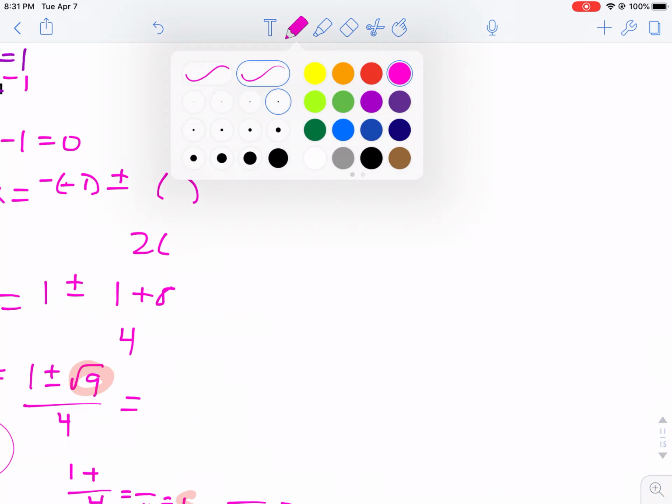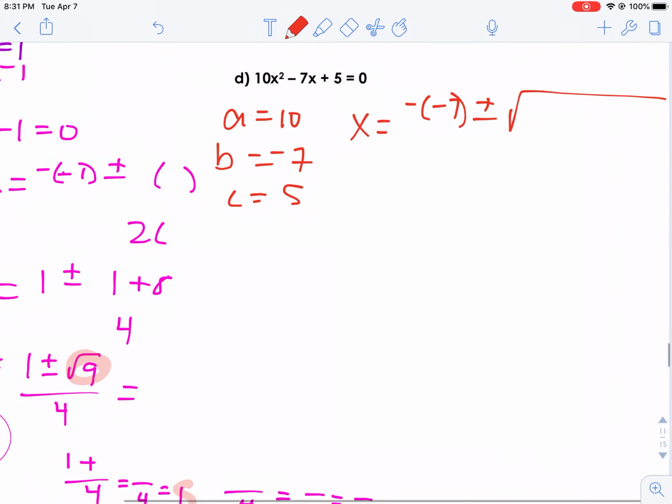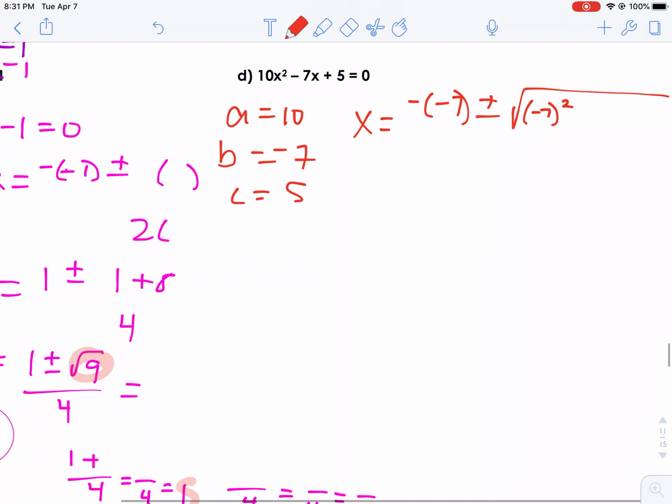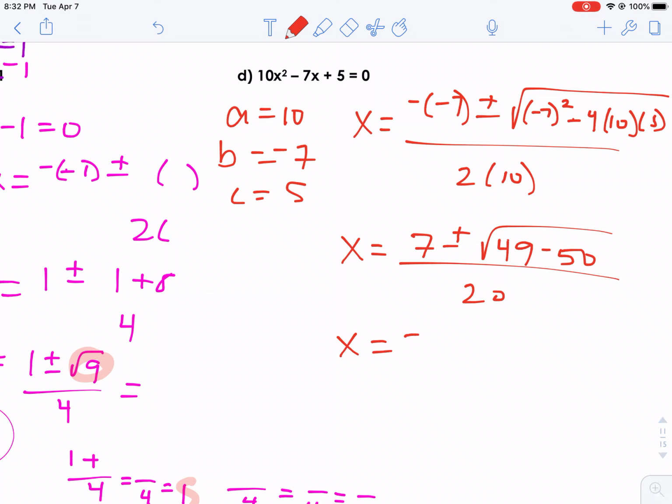For this one, everything is in order right away. So A is 10, B is negative 7, and C is 5. So we would have x equals negative b plus or minus the square root of b squared minus 4ac all over 2a. Our denominator would be 20. This would give us a positive 7 when we have that minus negative. Plus or minus, we would have positive 49 minus 50. So this gives us 7 plus or minus root negative 1 over 20.